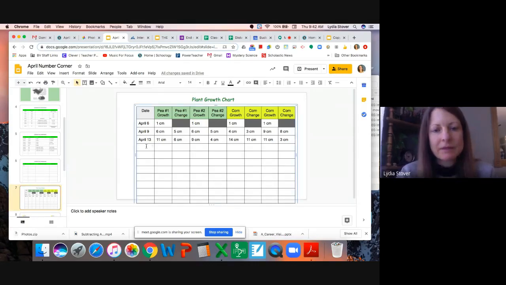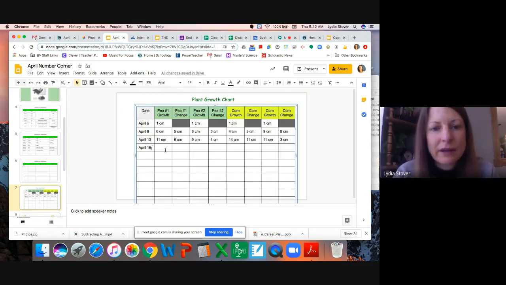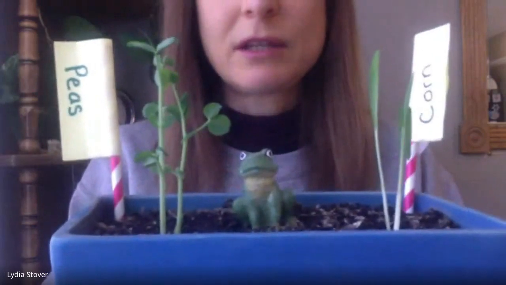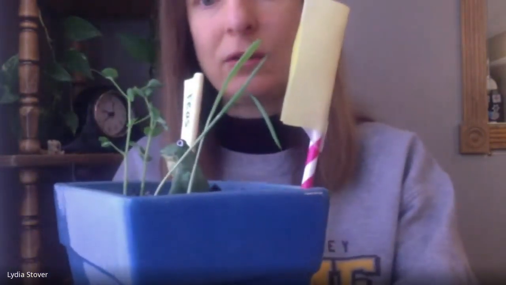All right. So today is April 16th. I can't believe how quickly this month has gone. And we are going to take a look at our beans. So I'm going to go back here. Hopefully you can maybe put it on spotlight so you can see our plants. And look how much they have grown. The corn is actually kind of laying over. It's gotten so tall. So I'm going to start by measuring the peas.